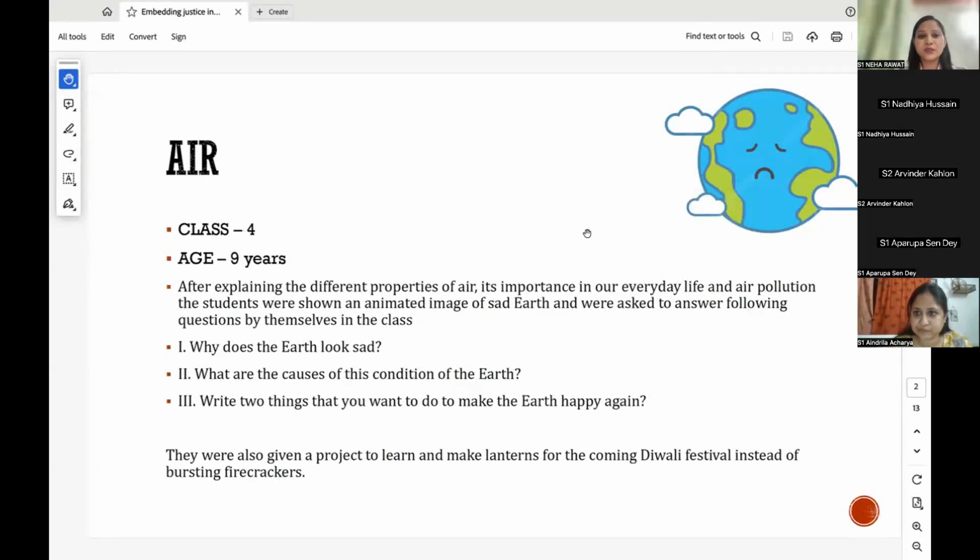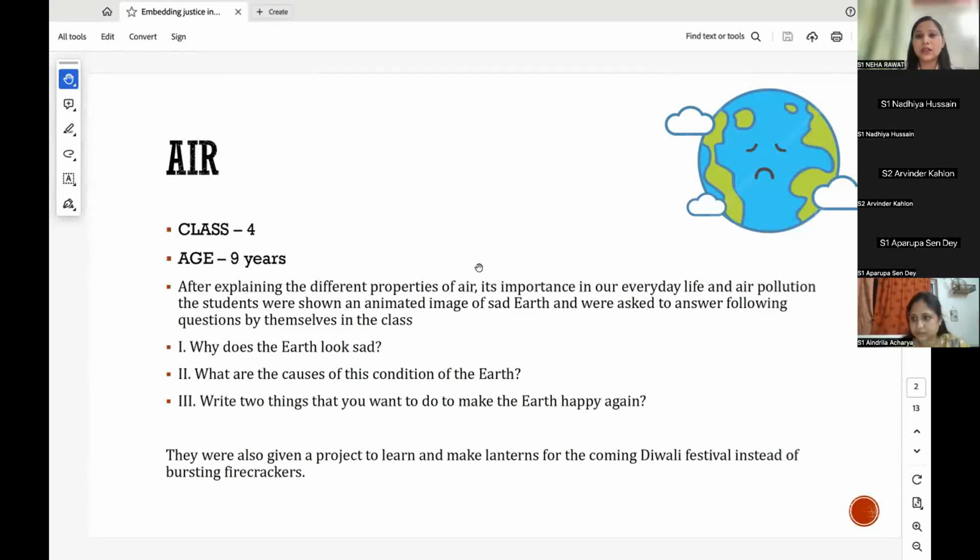I'll start with the first example, which is for grade 4. Herein we talked about air pollution. The topic was discussed earlier, and then students were shown this image of Earth, which was sad. A few questions were asked, like why does the Earth look sad? What are the causes of this condition of Earth? And what can you do to make the Earth happy again?